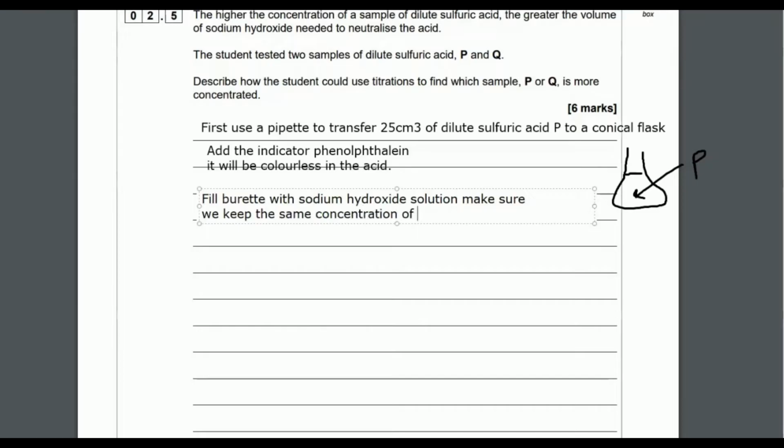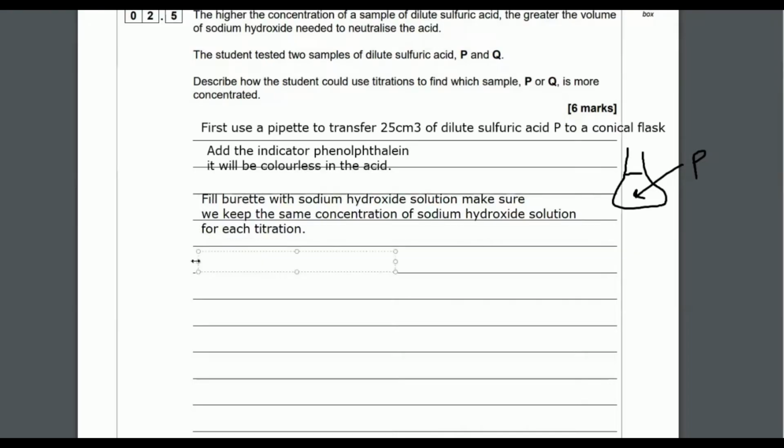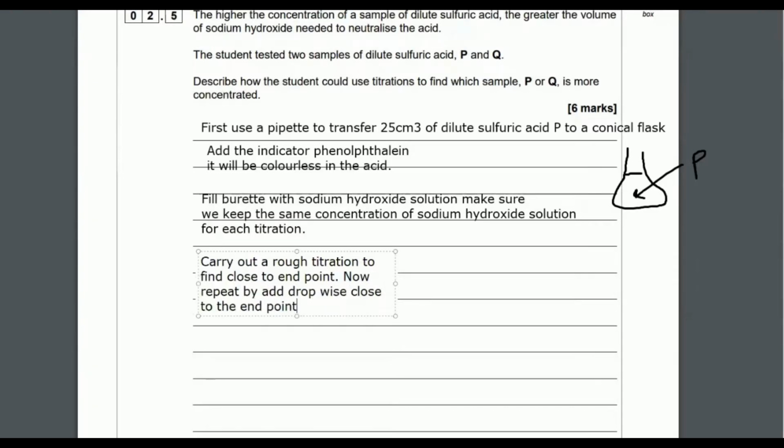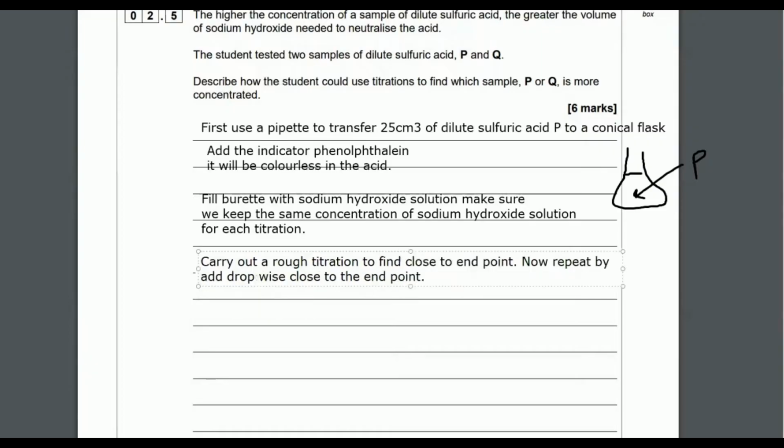Fill the burette now with sodium hydroxide solution. We're going to keep the same concentration of sodium hydroxide solution for both when we do the titration with P and Q and any repeats we do. Add the sodium hydroxide solution. Now you might have heard of this before, we could say carry out a rough titration. This will give you a rough idea of the endpoint. So you might know, oh, it's 23 centimeters, 22. This is going to make it more accurate and speed up the time taken to get to the endpoint when you repeat. Now, you don't actually use the rough calculation in any of your calculations.